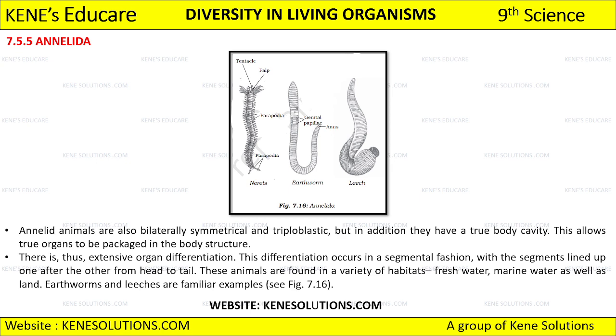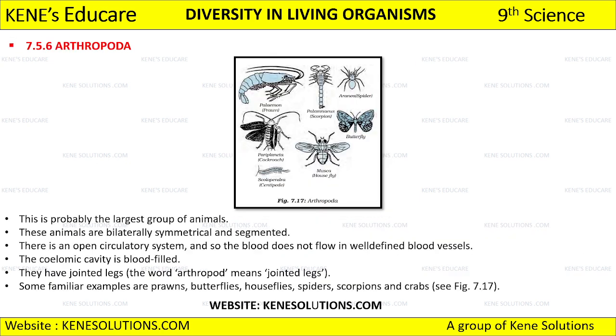Then after Annelida, the next phylum that we have is Arthropoda. Okay, now arthropods include all the flies and all. So this is going to be the largest group of animals. Phylum Arthropoda is the largest group of animals that we have. This can also be asked as an objective question. Okay, and these animals are bilaterally symmetrical and segmented. How are they? They are bilaterally symmetrical and they are segmented as well.